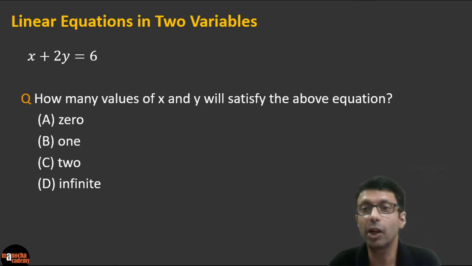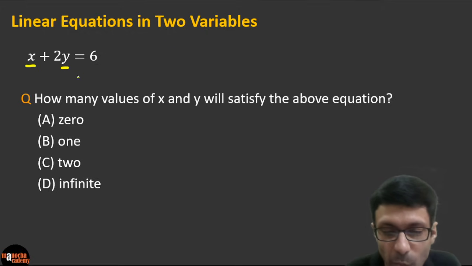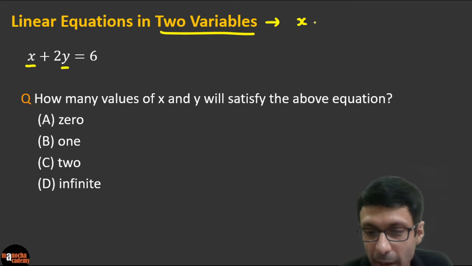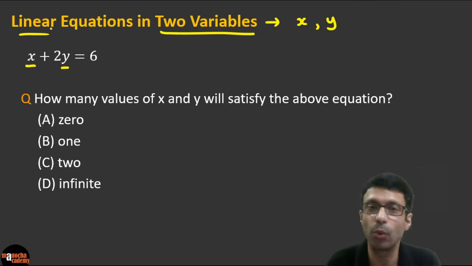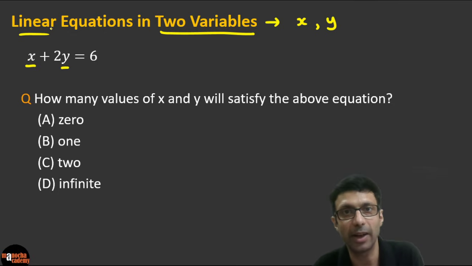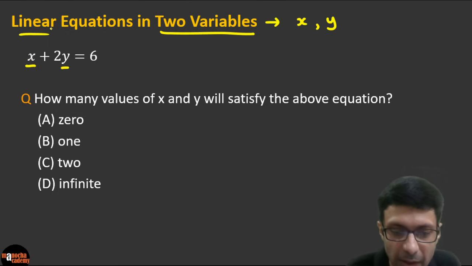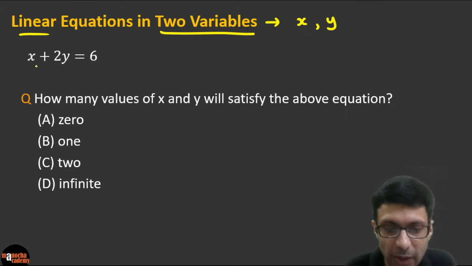Let's say we have linear equations in two variables. Now if you look at this equation here, we have x and y. So it's a linear equation in two variables. We have x and y in the equation. And it's again linear because it is degree 1. It's not x square or x cube or y square. It's x to the power 1 and y to the power 1. That's why we call it a linear equation, but this time in two variables. Can you see that, guys? So this is the equation we are interested in.